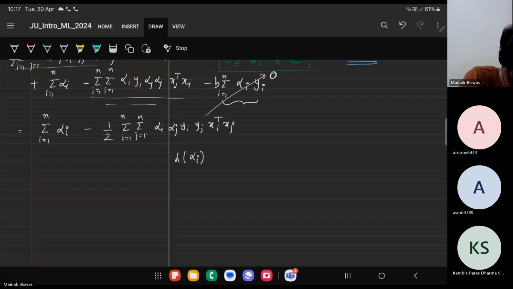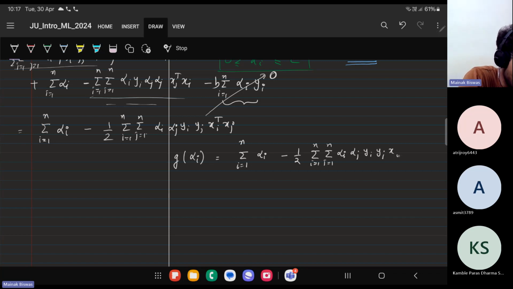Right? G of alpha, this is what we need. This is written as summation i equal to 1 to n, alpha i minus half summation i equal to 1 to n. And we'll see how to solve this next class. That's the most brilliant thing. It's very satisfying once you're able to understand how you're solving this. So this is the objective. I will continue from here in the next class.